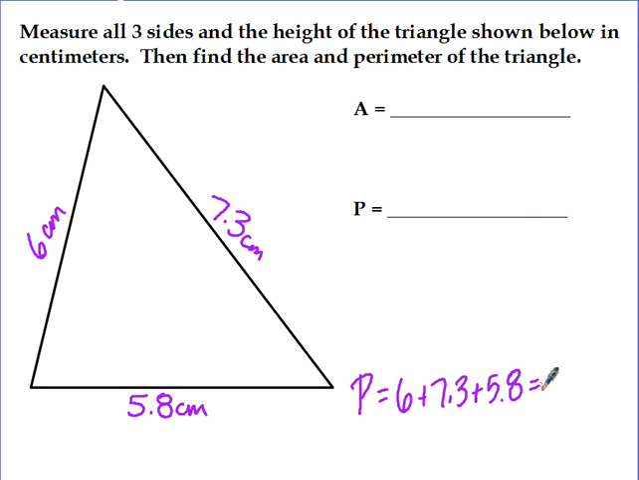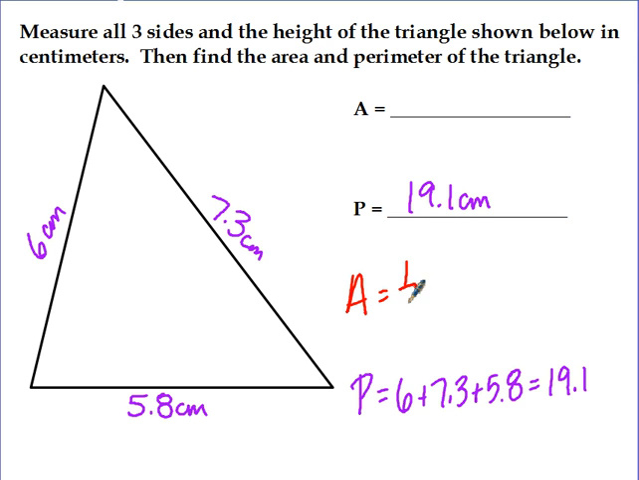And again, you're going to get a little bit of leeway here. So if you're off by 0.1, like if you had 7.4 here, that's okay. You're still fine. Now, the area, we need a height, because area is 1/2 base times height.